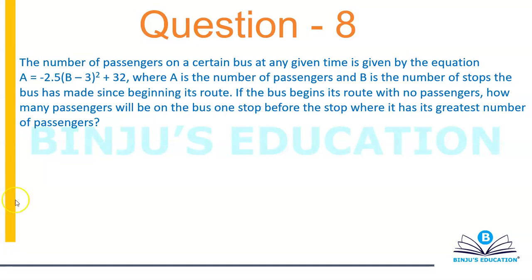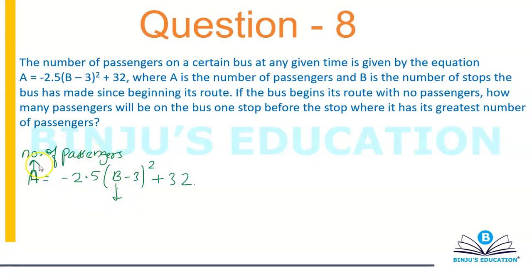So I have this equation with me, and it's a quadratic equation for the fact that it has a square on it. So let me first write the equation. So I have A is equal to minus 2.5 into (B minus 3) square plus 32. What do A and B represent? A represents the number of passengers. And B represents the number of stops the bus has made since beginning its route.